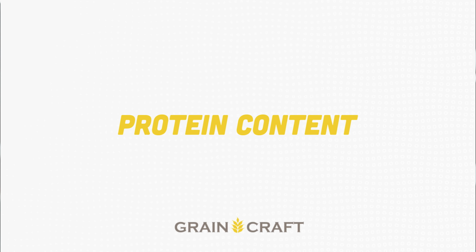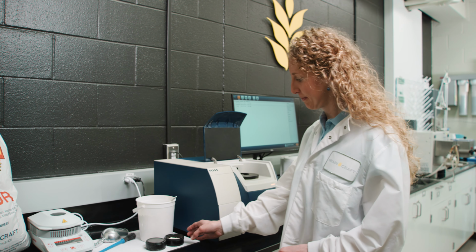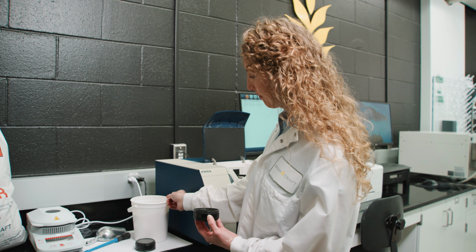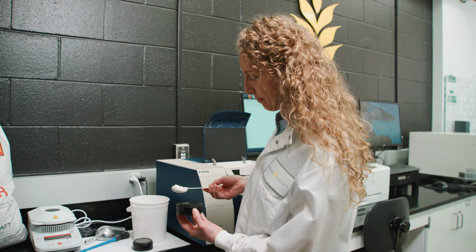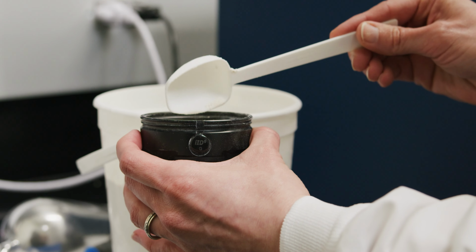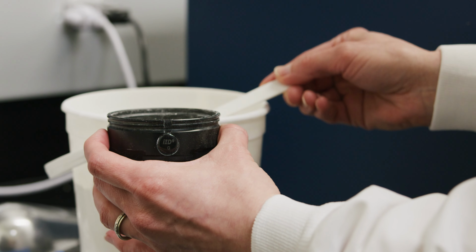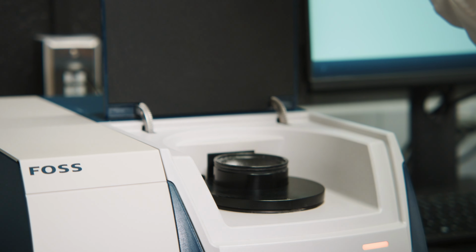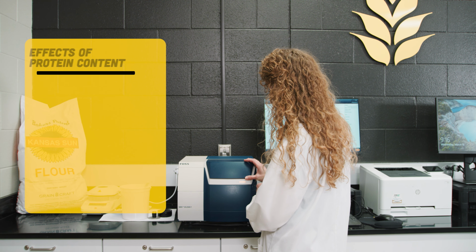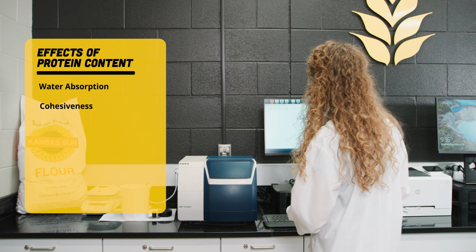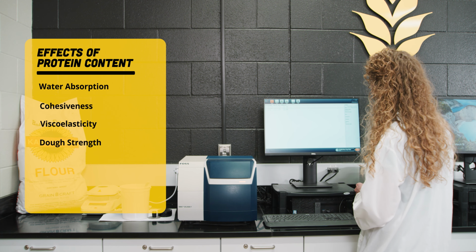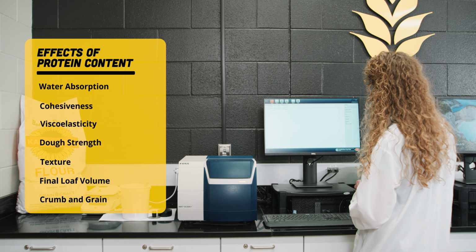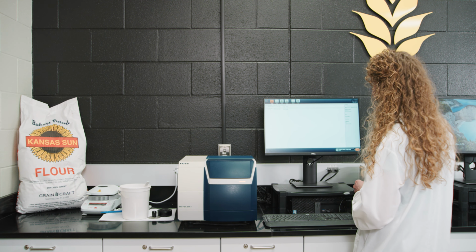Protein content and protein quality of baking flours are vital functional, nutritional, and economic parameters for millers and bakers. The protein content of wheat flour varies widely from 6 to 18%, depending on the type or the class of wheat milled and the growing conditions for that particular year. Protein content can affect dough's functional performance, such as water absorption, cohesiveness, viscoelasticity, dough strength, texture, final loaf volume, and crumb and grain. Protein content can also affect the processing and handling of the doughs.